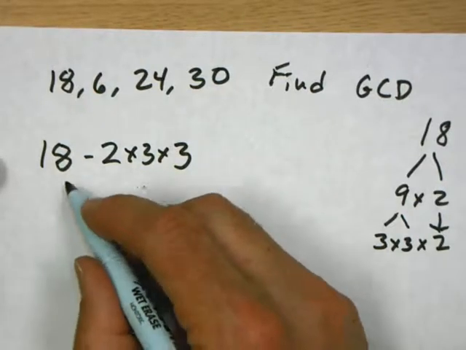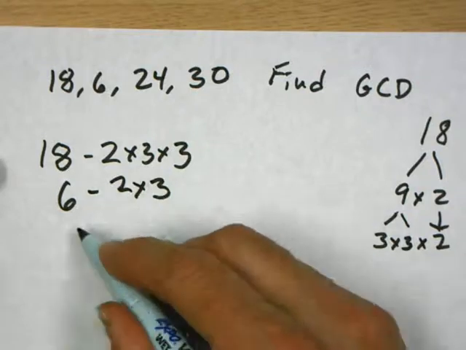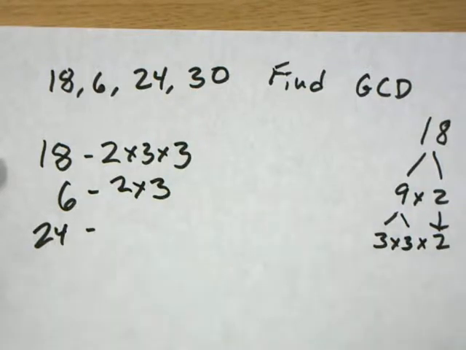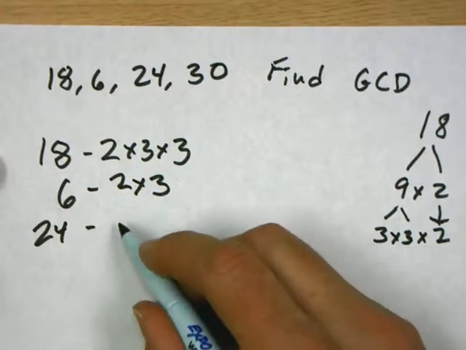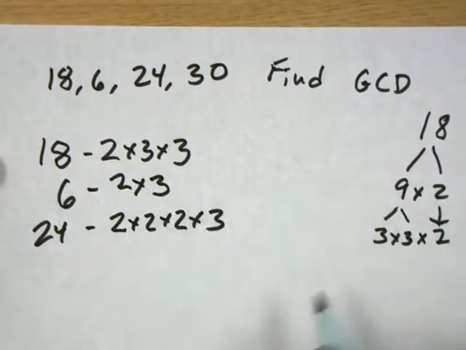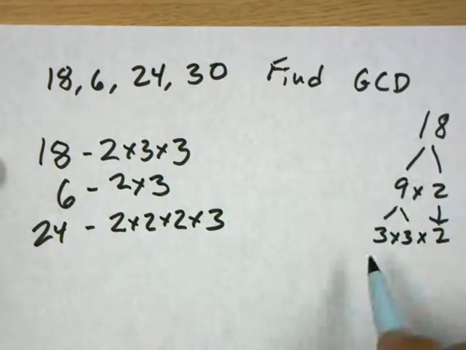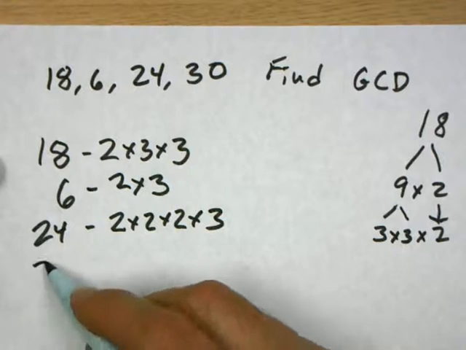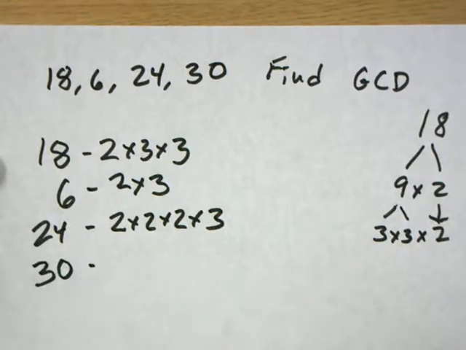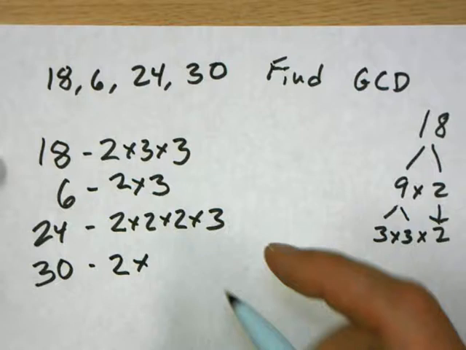And 6, that's one a little simpler. We have 2 times 3. 24, we have 2 times 2 times 2 times 3. Obviously, you can do these in your head, but it might be a good idea to do the factor tree if necessary. And 30, let's see if I can do this in my head. Well, I know that 2 times 15 is 30, and 3 times 5 is 15. So I could say 2 times, instead of 15, 3 times 5.